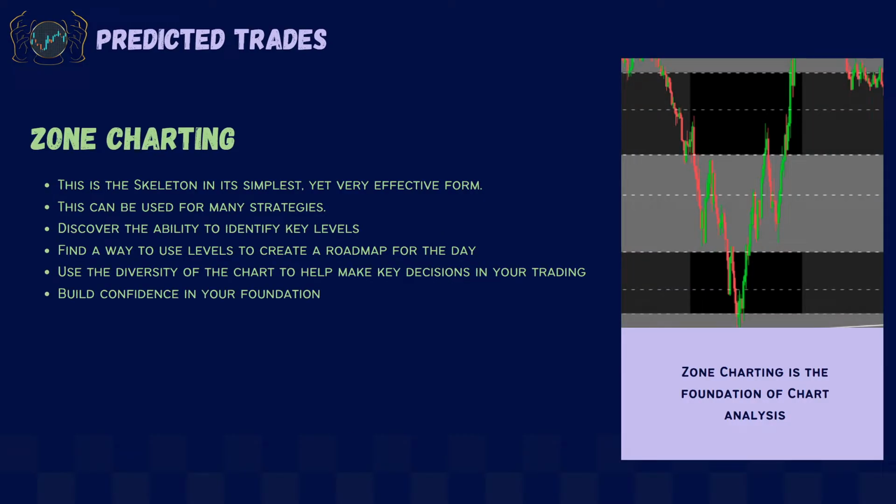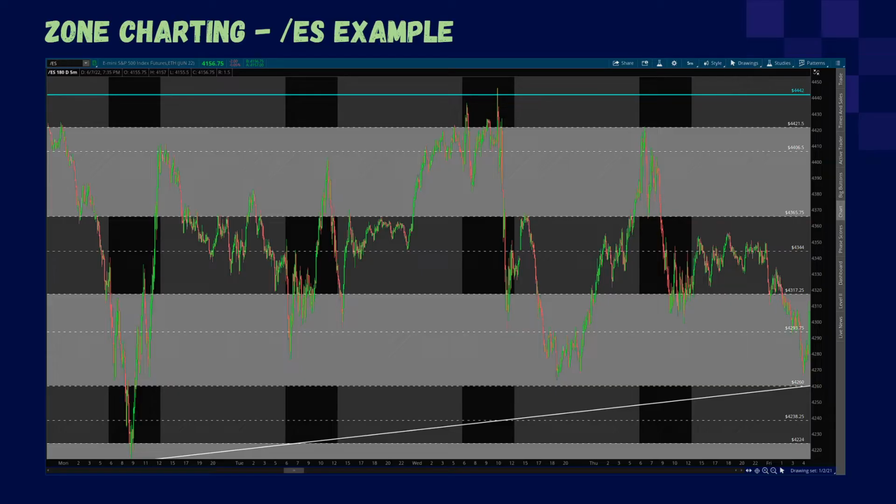Now let's get into some examples here. If you've never seen it, this is kind of what my zones look like on the right here. Zone charting is my foundation of all my charting analysis. This is the skeleton in its simplest yet very effective form, as I just said. This can be used for many strategies. Using this system, we'll discover the ability to identify key levels. We're going to find a way to use these levels to create a roadmap for the day and days to come. You're going to be able to use the diversity of the chart to help make key decisions in your trading and overall build a ton of confidence in your foundation as someone with the ability to chart.